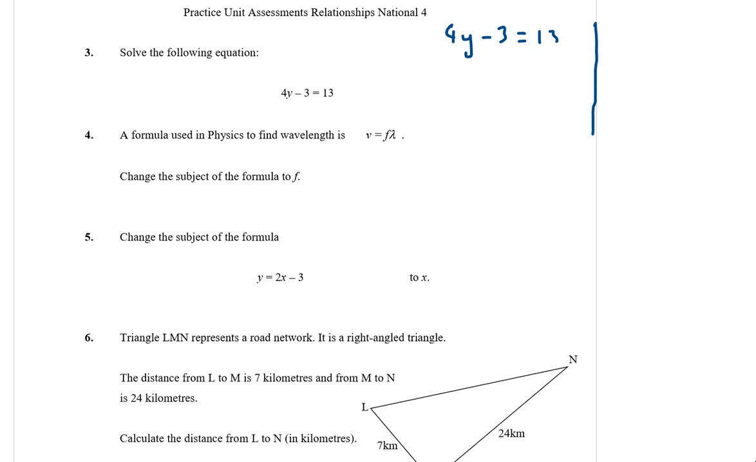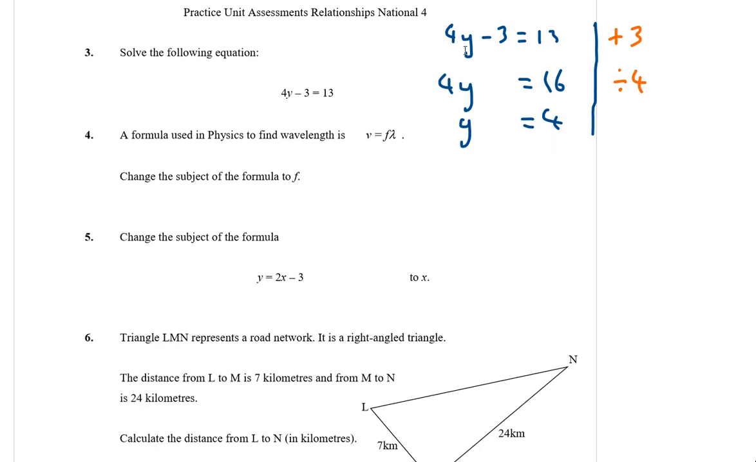So to do that, how do I get rid of take away 3? Well, I'm going to add 3, and I'm adding 3 to both sides. So it's 4y is equal to 16. And then how do I get rid of multiply by 4? Well, I'm going to divide both sides by 4. So this is going to give me y on the left, and 16 divided by 4 is just 4.